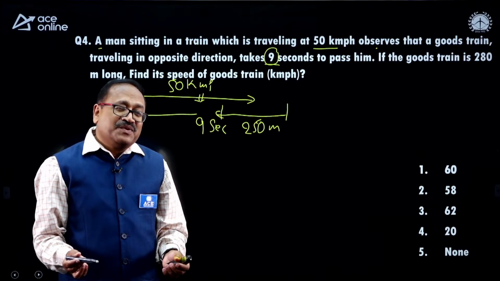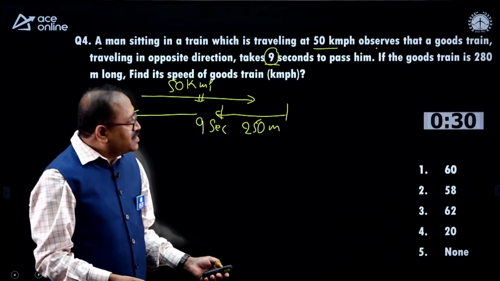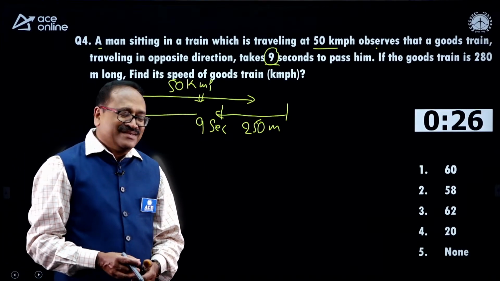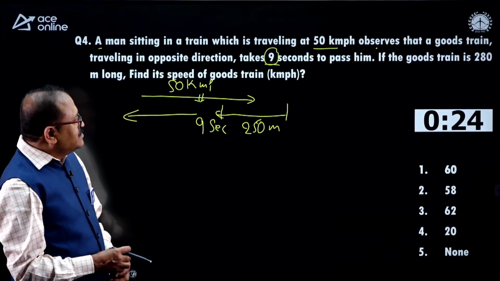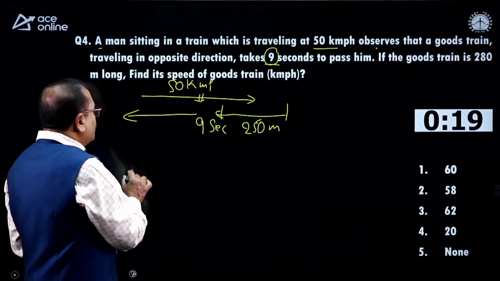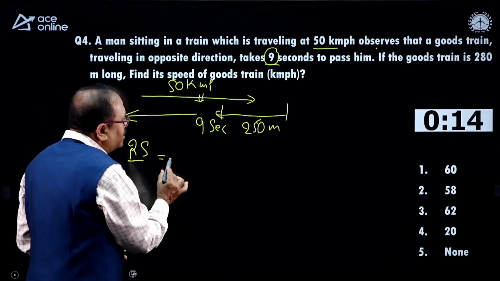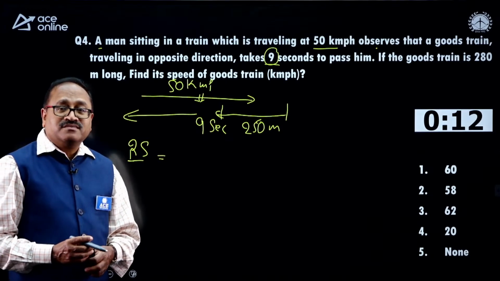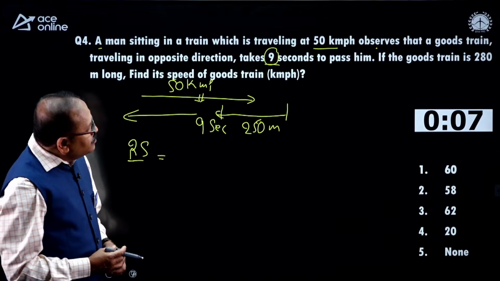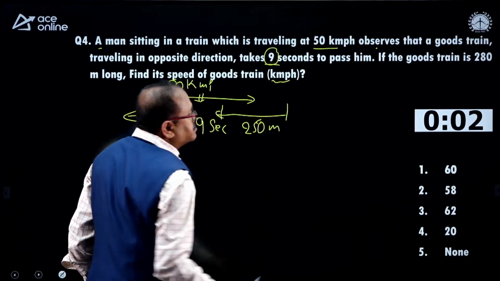Can you find out the speed of the goods train? Yes, my friend. I will wait for 30 seconds and then I will explain how to answer the question. Come on. Will I get the relative speed? I am giving some clue to you. Will I get the relative? R for relative, S for speed. Relative speed. What is that relative speed? All you can see is my answer should be in kilometers per hour.